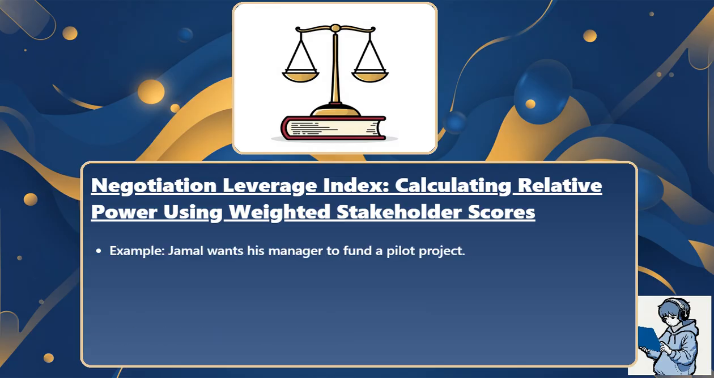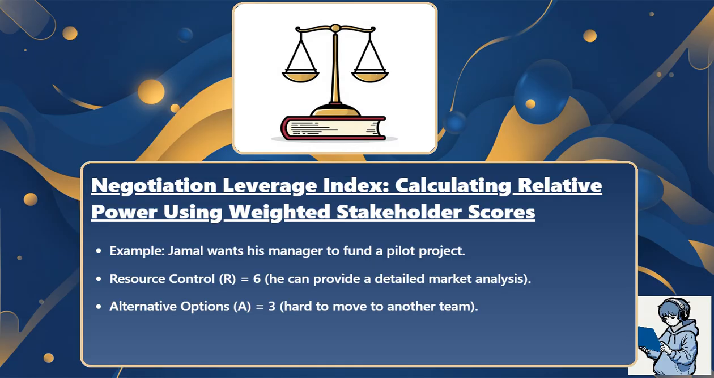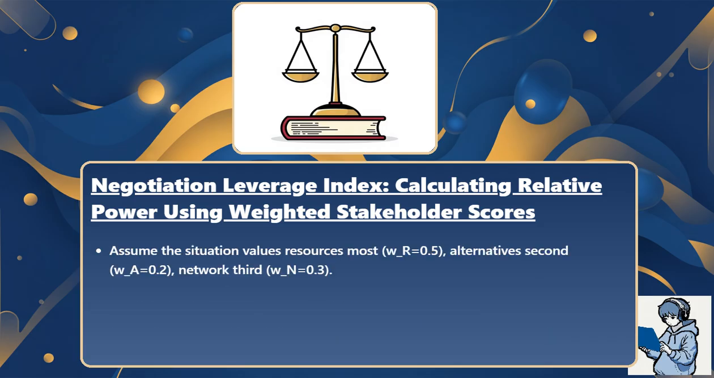Example: Jamal wants his manager to fund a pilot project. Resource control: R equals 6, he can provide a detailed market analysis. Alternative options: A equals 3, hard to move to another team. Network influence: N equals 8, he has a strong mentor in senior leadership. Assume the situation values resources most: W sub R equals 0.5, alternative second, W sub A equals 0.2, network third, W sub N equals 0.3.